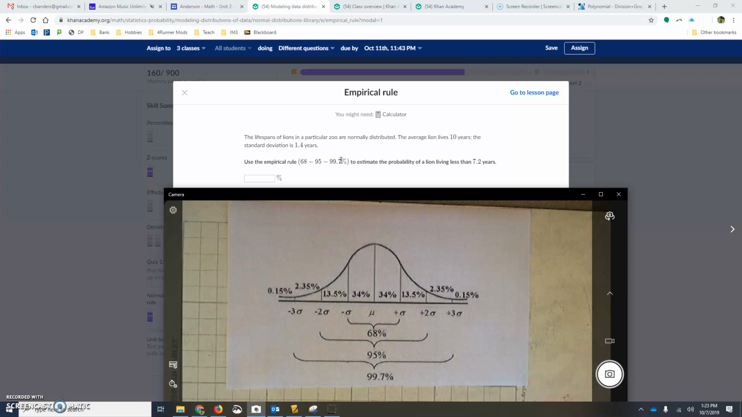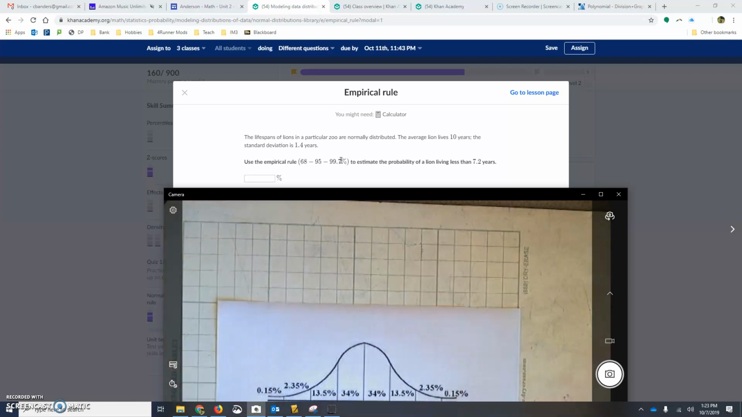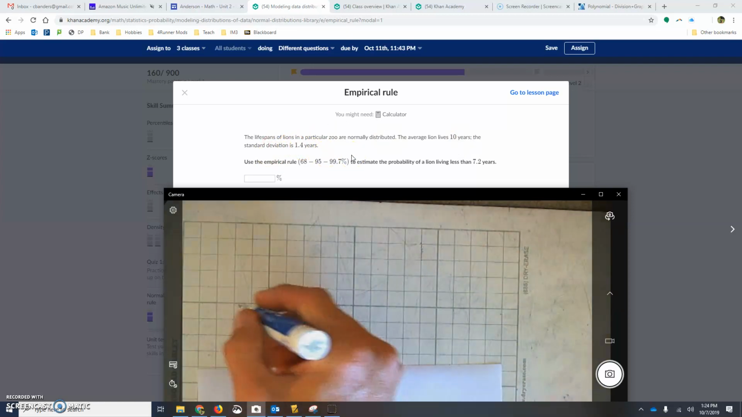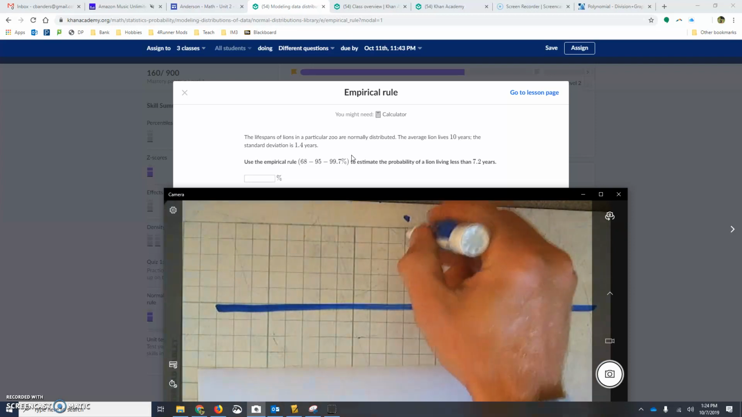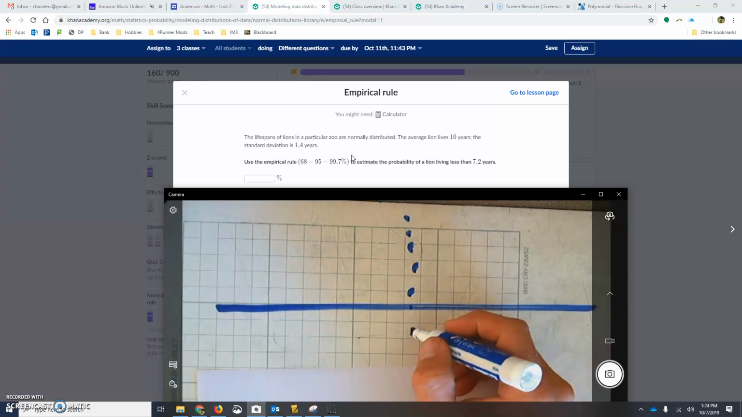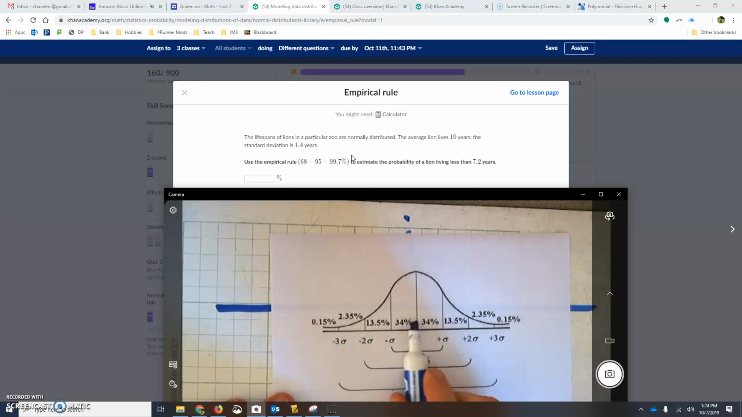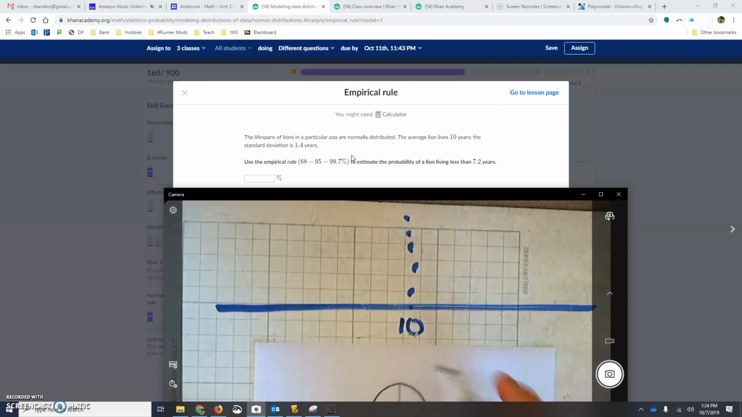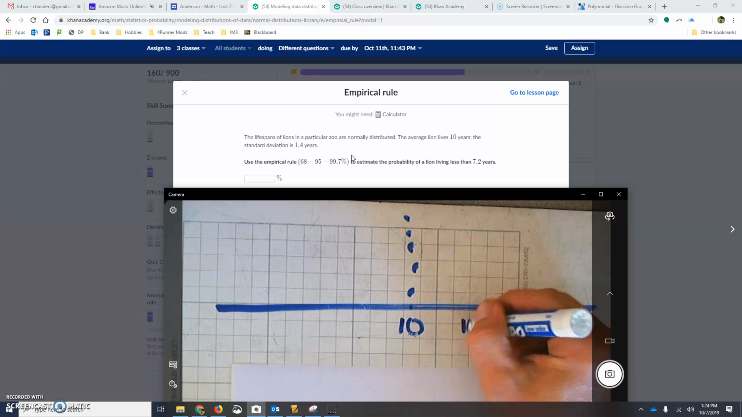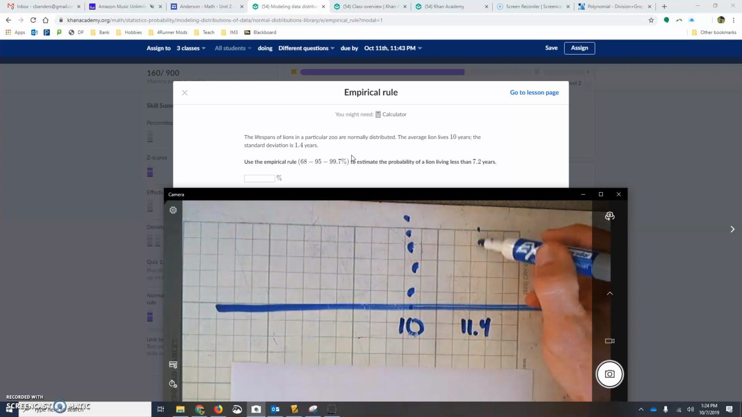Okay, so when you have these questions, the first thing you're going to want to do is read the question, obviously. Let's say lions in a particular zoo are normally distributed. The average lion lives 10 years. The standard deviation is 1.4. So we're going to draw a little line here, and in the middle will be our average, which is 10. And then one deviation up, we'll have 34% of our lions in there. So 10 plus 1.4 gives us 11.4. So that's one deviation up.